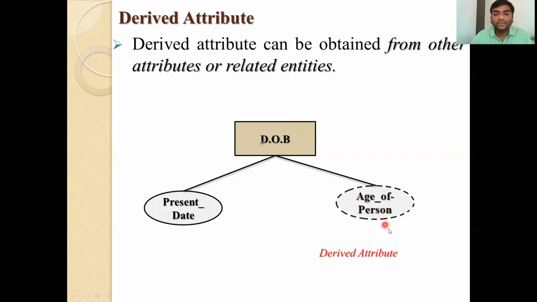So why is it a derived attribute? Because this age is calculated from the date of birth and the present date. That's why it is referred to as a derived attribute, and a derived attribute is represented by a dotted oval.